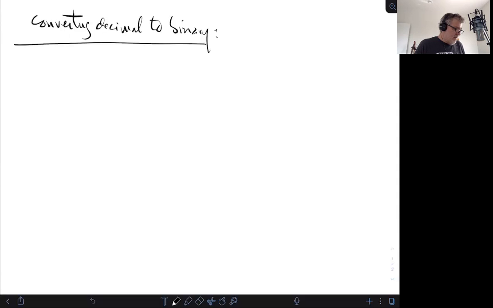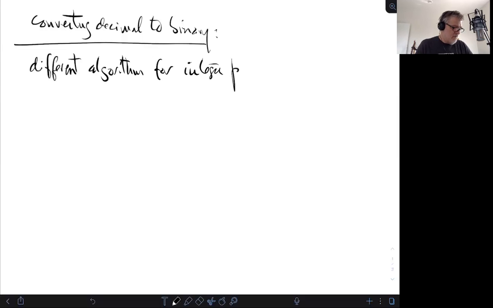So let's see how we can go from decimal to binary. You actually have to split this into 2 different parts. For the integer part and the fractional part, the method is completely different. Okay, so different algorithm for the integer part and the fractional part. So let's start with the integer part.